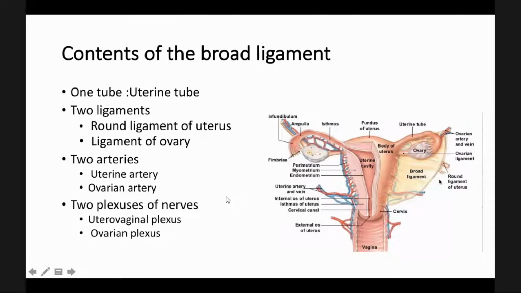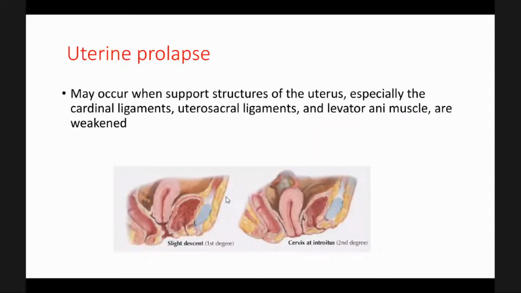Are you clear, all of you? Contents of the broad ligament? Yes, ma'am. Okay. Now, the applied aspect related to this is the uterine prolapse. I was telling you in the last class also, the main purpose of the support of the uterus is to hold it in its normal position. If there is a problem in any of the supports, what may happen is that the uterus, which is placed within the pelvic cavity, may descend down through the vagina.